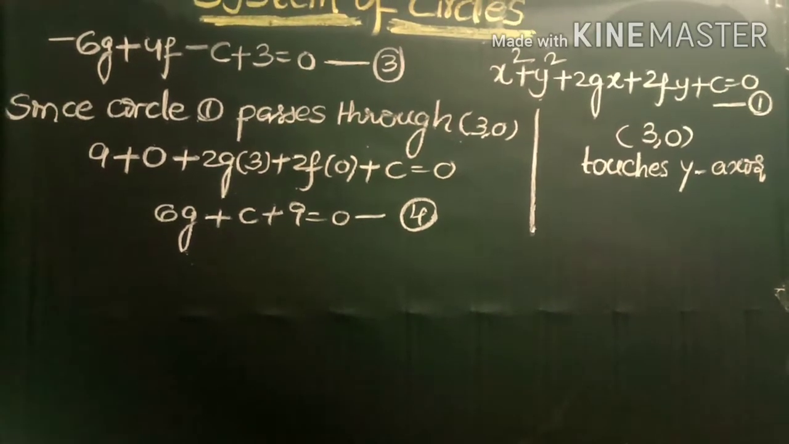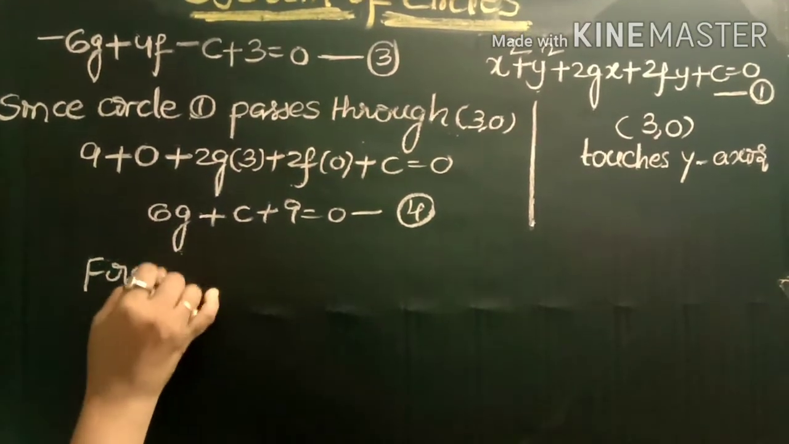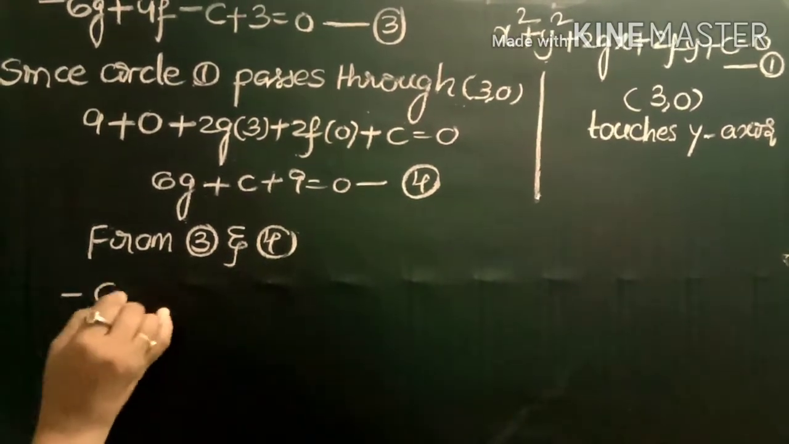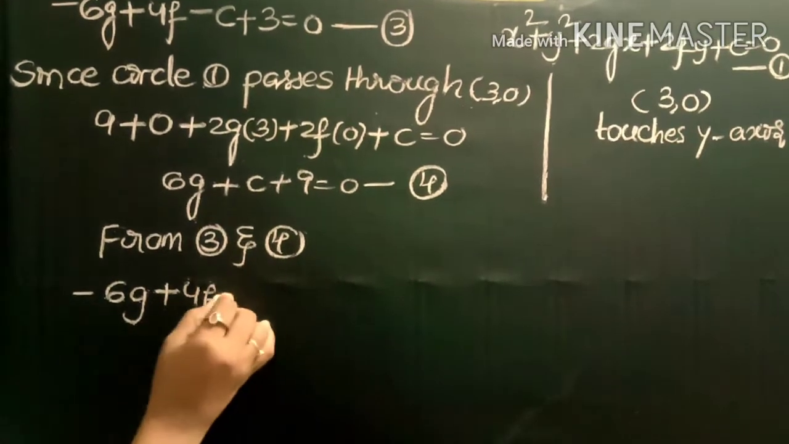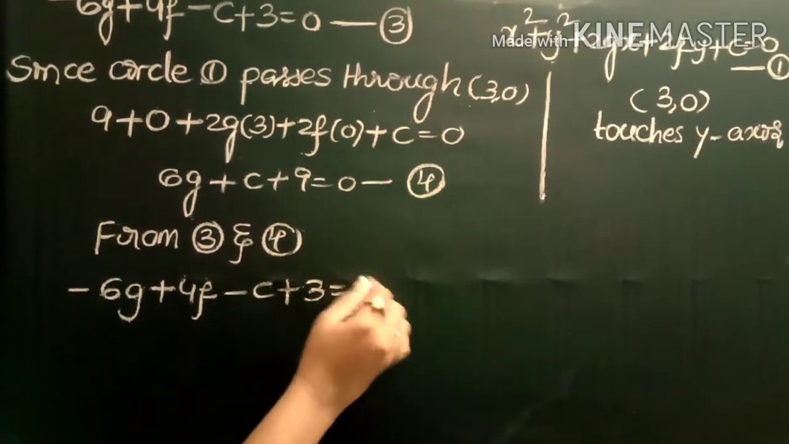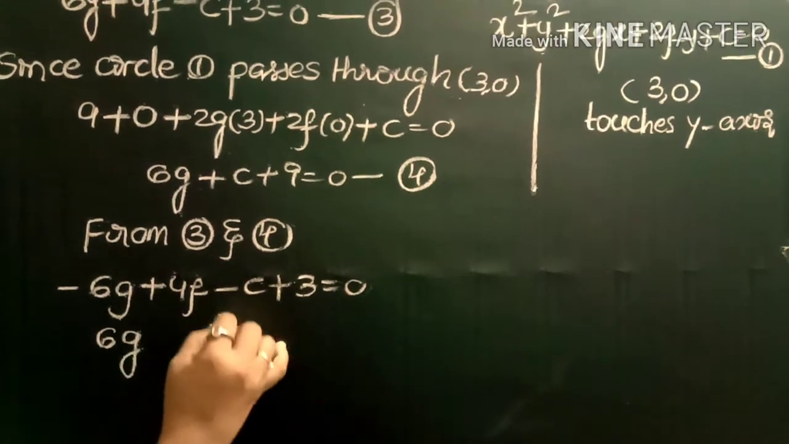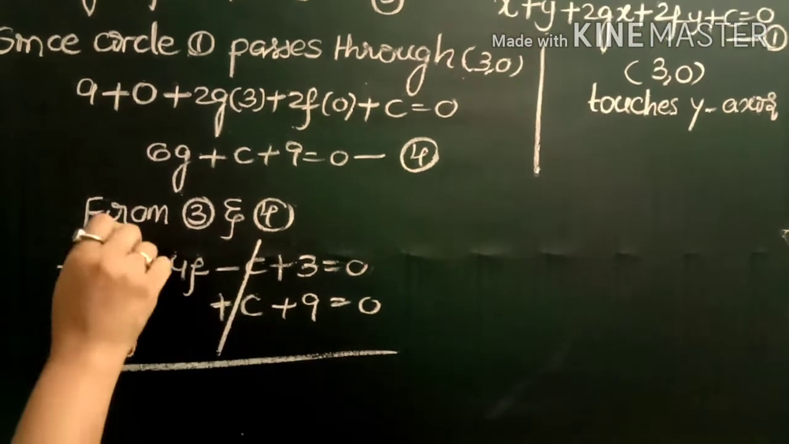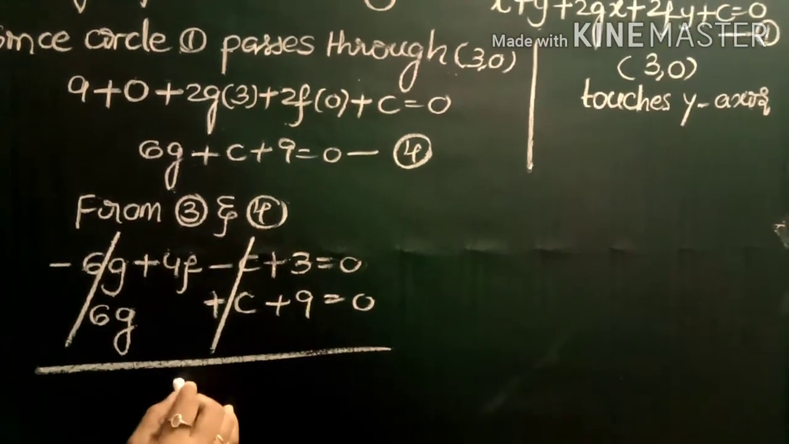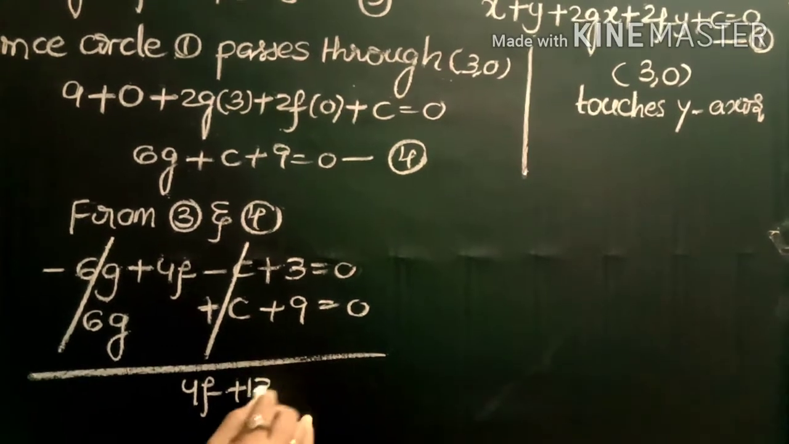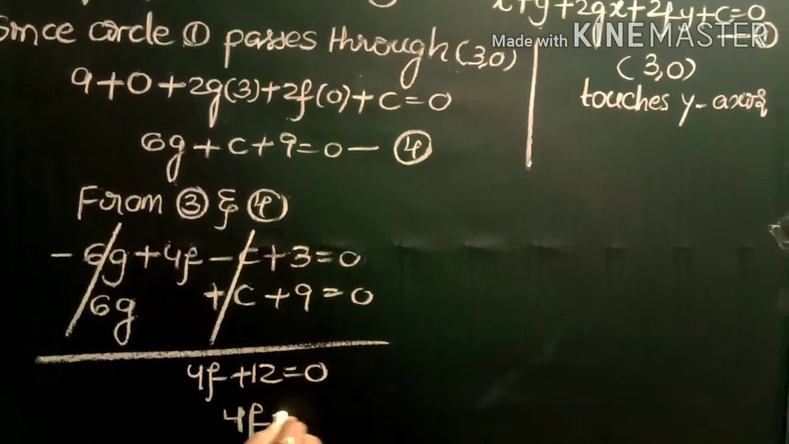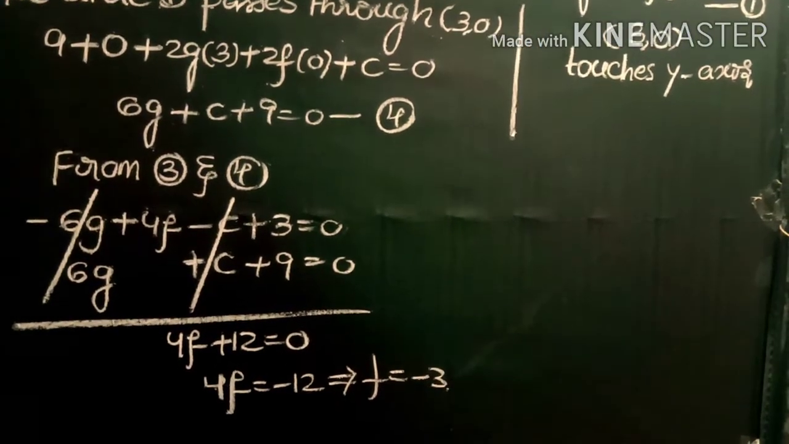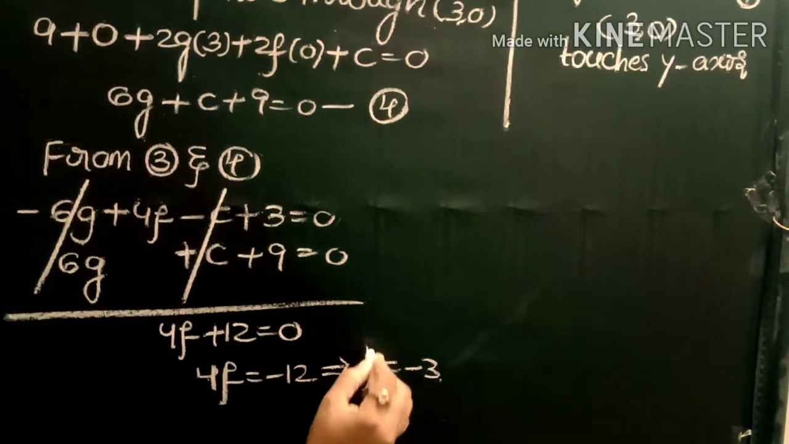First we solve the third and fourth equations. Writing the third equation, minus 6g plus 4f minus c plus 3 is equal to 0, and the fourth equation, 6g plus c plus 9 is equal to 0. Here minus c plus c and minus 6g plus 6g get cancelled. The remaining terms are 4f plus 12 is equal to 0. Then 4f is equal to minus 12, so the value of f is minus 3.